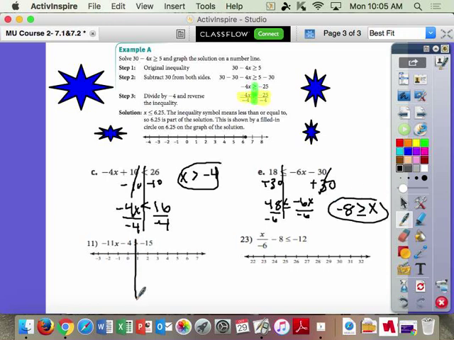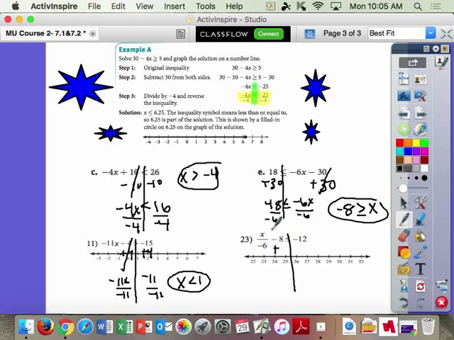Okay? So same thing here. I'm still going to add 4 on both sides. I'm still going to have a negative 11x here. I'm still going to have a negative 11 here. When I divide by that negative 11, my x is now less than positive 1. Okay?